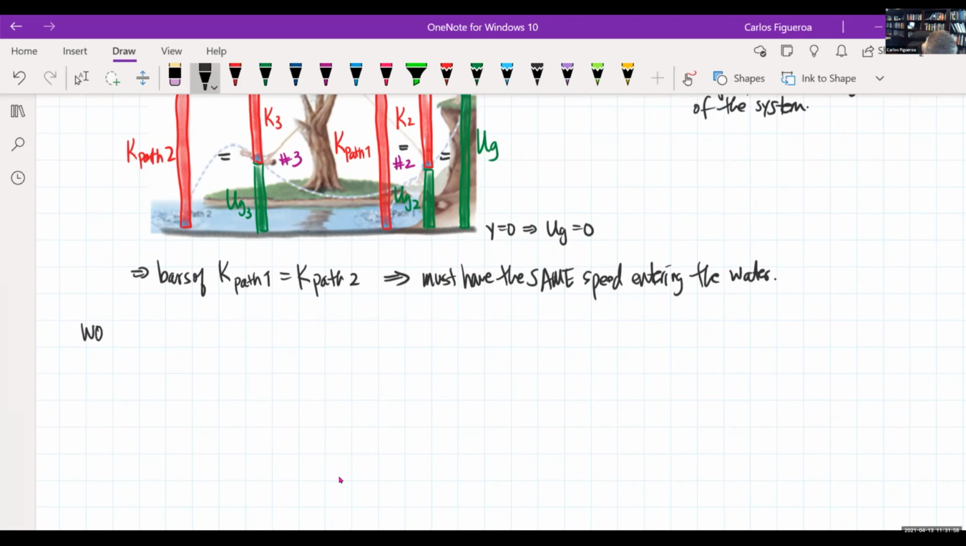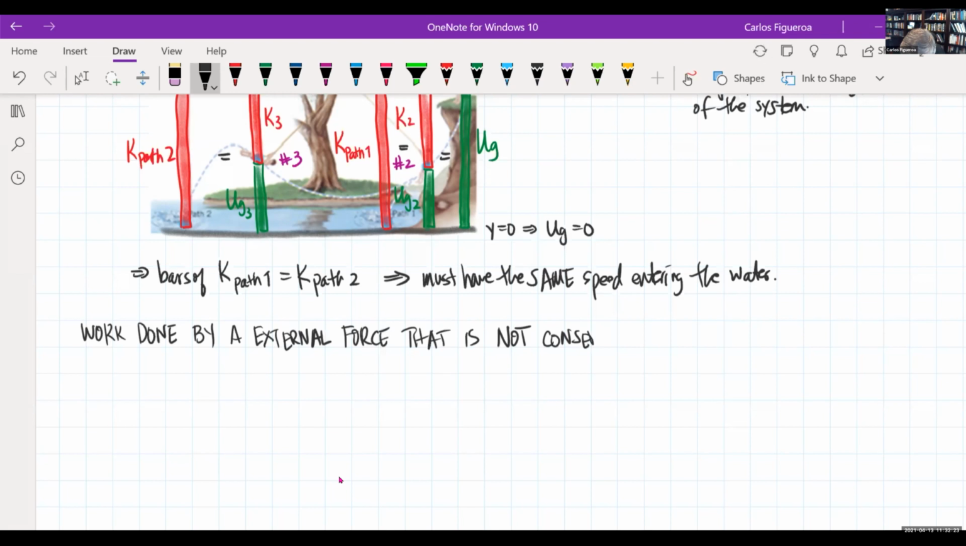Look at the work done by an external force. That is not conservative. And that's what we want to talk about right here.